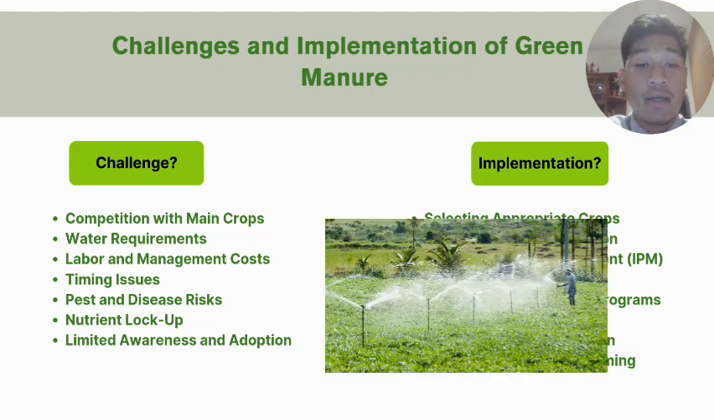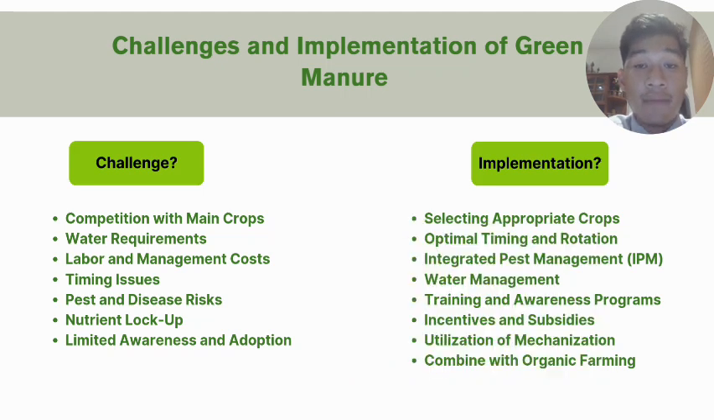Second is water requirements. Green manure crops require water which can be limiting factor in regions with scarce water resources, especially in arid or semi-arid climates. Third is labor and management costs. Incorporating green manure into the soil requires additional labor, machinery, or tools which can increase operational costs.